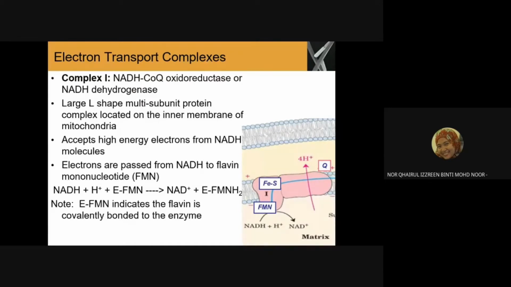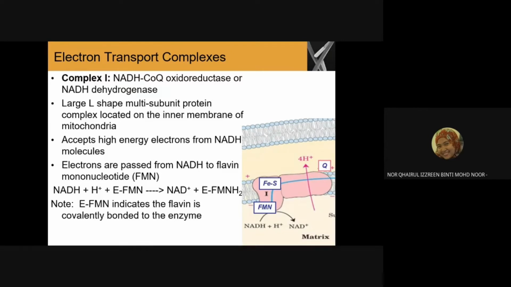From FMN, remember, this is an electron carrier, meaning it carries electrons. From FMN, the electrons can pass to iron-sulfur clusters. The iron-sulfur here is not only one, it is a cluster, meaning there are two or three iron-sulfur centers in this complex. Just focus on the figure here. Electrons are passed from NADH to FMN. FMN indicates that the flavin is covalently bound to the enzyme. This carrier is bound in the enzyme. They cannot move. They only carry.